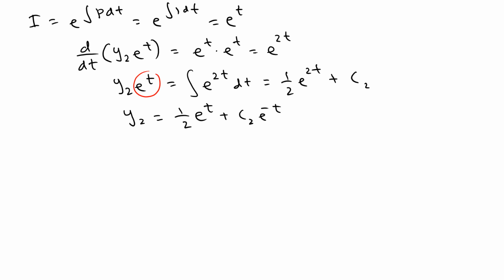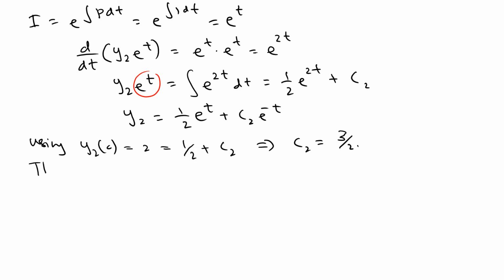Now, as before, we can use the initial condition. Using y2(0) equal 2, we have 1 half e to the 0 plus c2 e to the 0, so it says that c2 equal 3 halves. Very good. So thus we have y2 as, let's plug in, 1 half e to the t plus 3 halves e to the negative t.